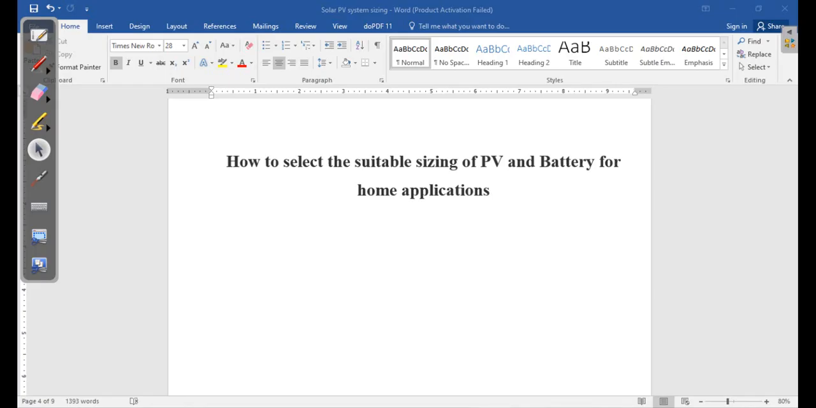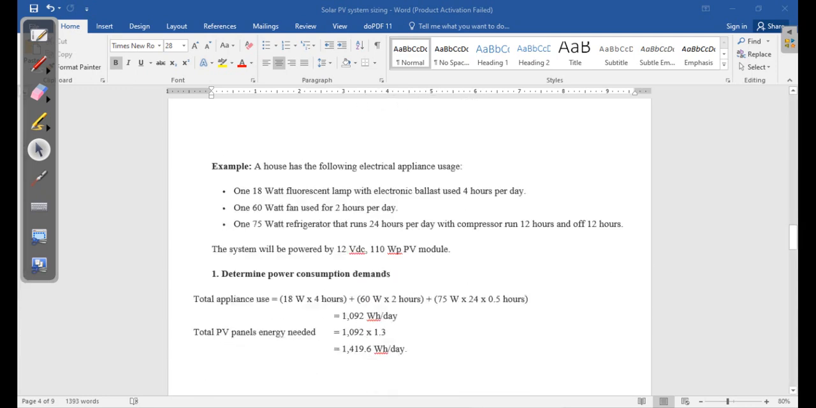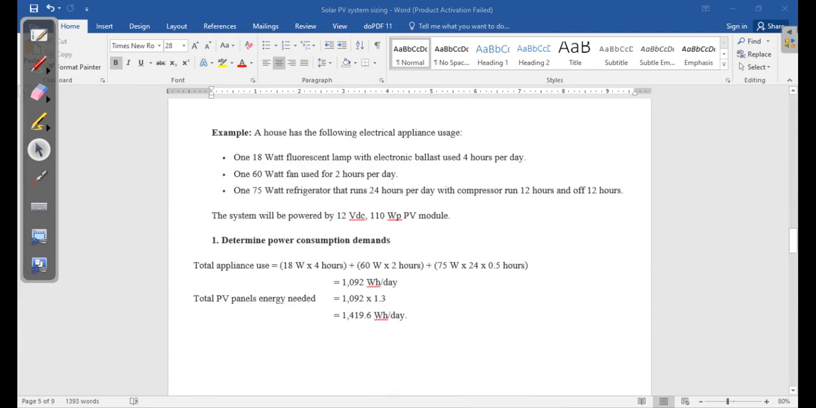I welcome you all to learn on the topic of how to select the suitable sizing for PV and battery for home appliances. Here I am going to show an example. The example will demonstrate how to choose the PV panel and also how to choose the battery for our home appliances. For example, we are using an inverter in our home.